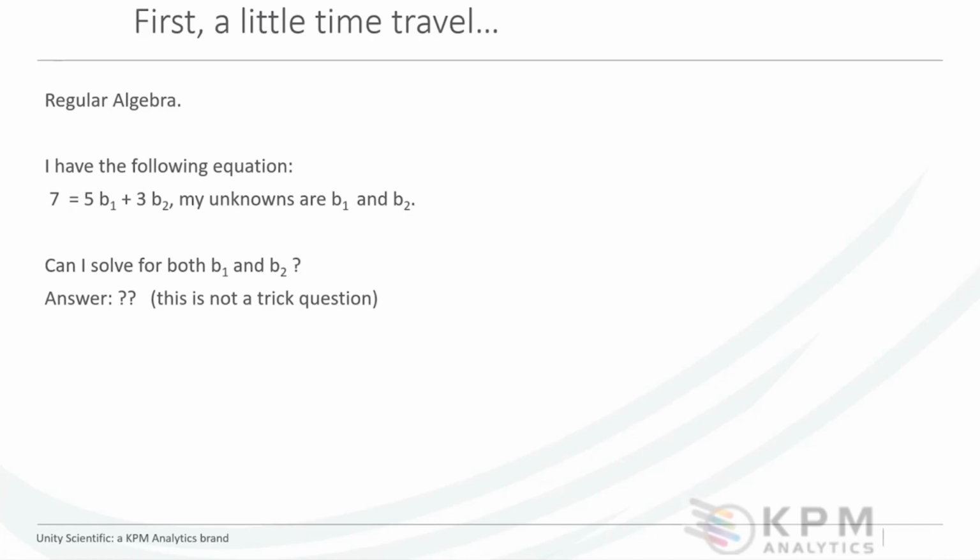So here's a quick example. If we go back to the most basic algebra, if we've got this linear equation, 7 equals 5 times a constant plus 3 times a constant, we've got two unknowns, B1 and B2. Can we solve this? And we can't. We've got one equation, one example, but we've got two unknowns. So this is not a solvable question for us.